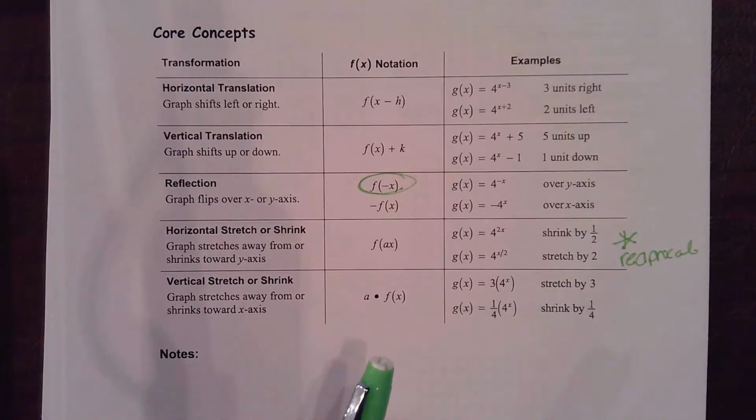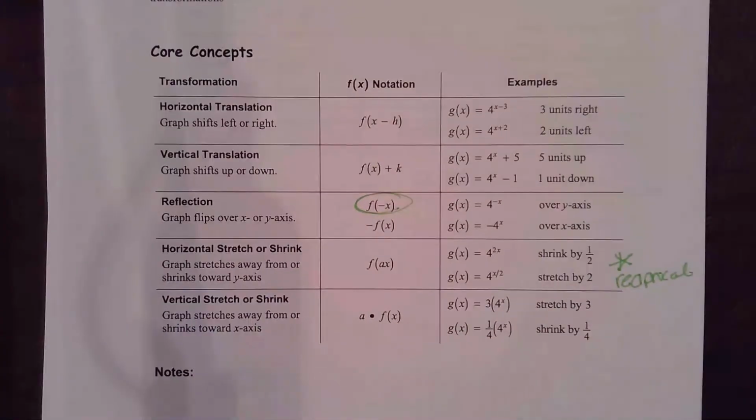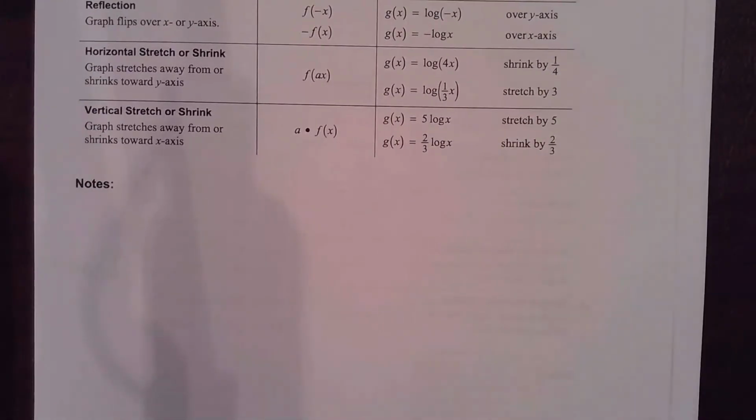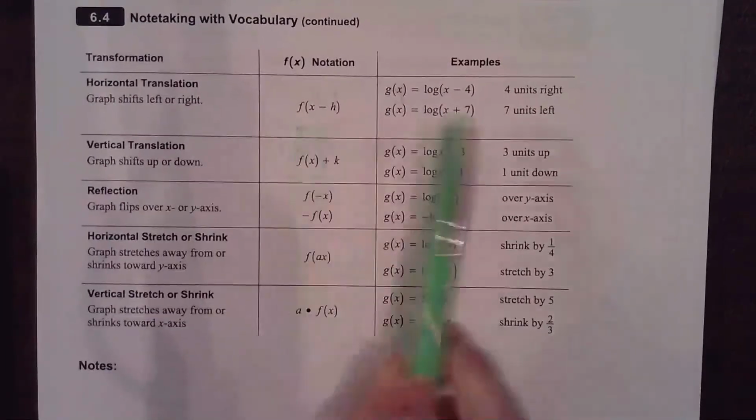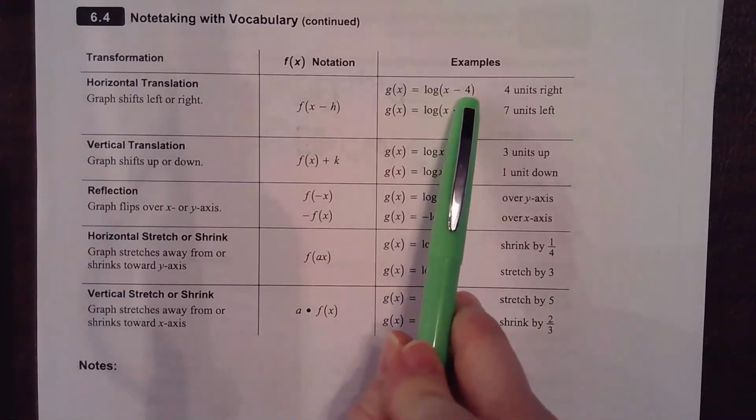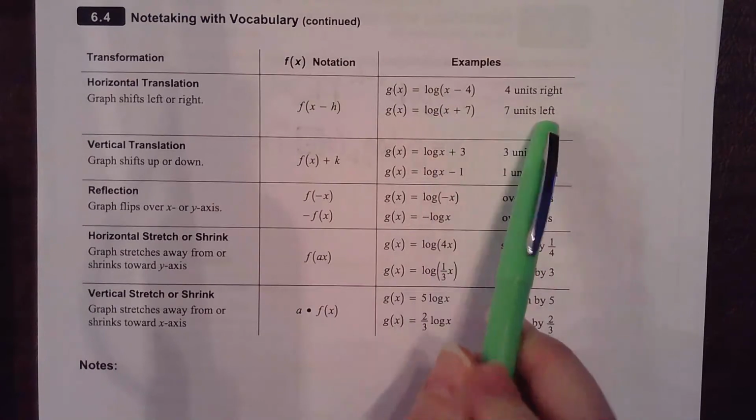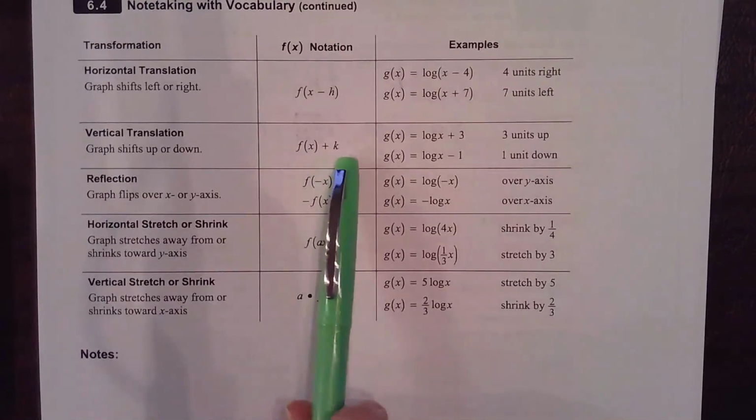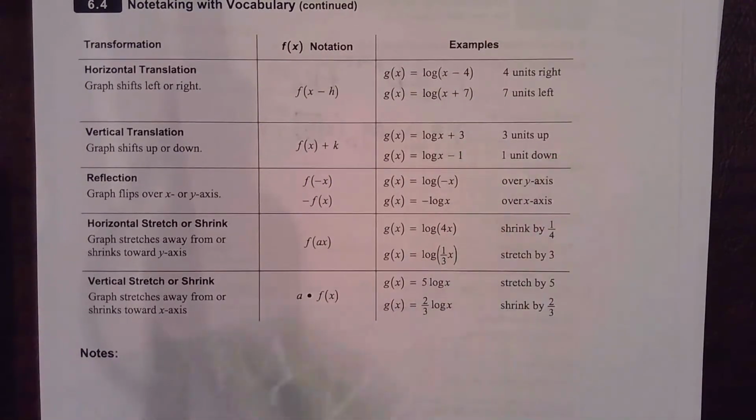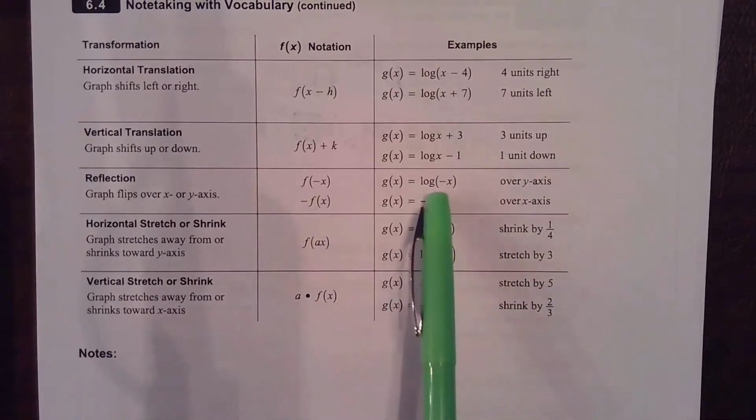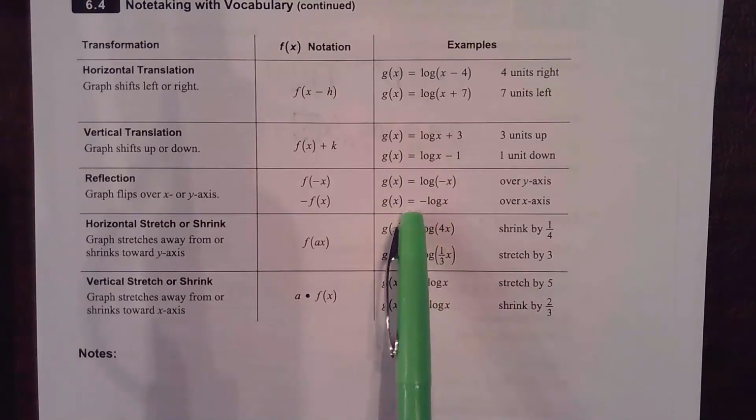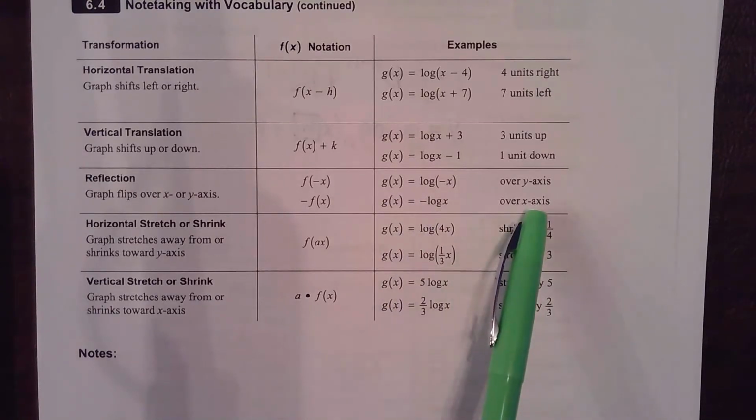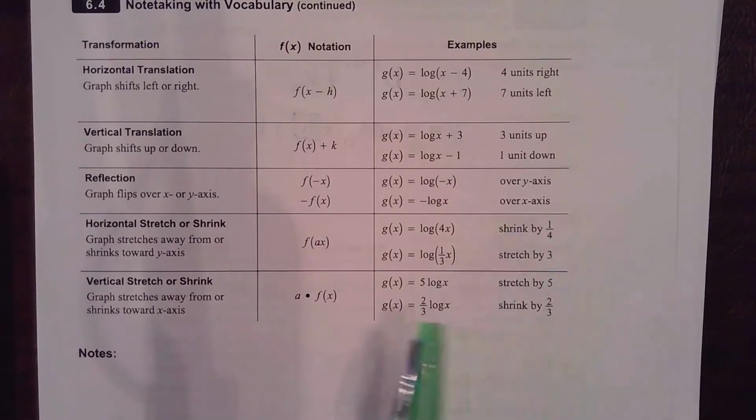All right, so those are all exponentials. Let's look at the log one. So go to page 172. This is just the same chart, but with log functions. And they have similar transformations. So left and right, you will notice x minus h, x minus 4 moves to the right, x plus 7 moves to the left. f of x plus k up and down, same kind of operation. Here's a reflection over the y-axis, you would take the log of negative x, as opposed to negative log of x, which is a reflection over the x-axis, and we'll talk a little bit about that today.